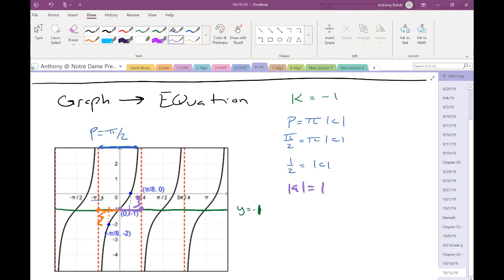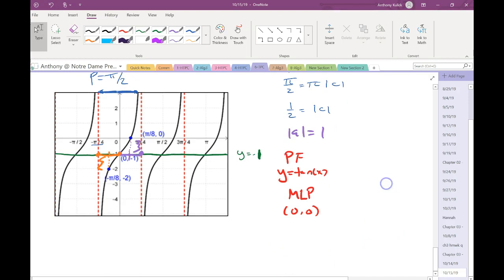So we found our value for K, we found our value for C, we found our value for the absolute value of A. We still need to determine the sign on A and the value for H. So to do that, we're going to use our parent function, which in this case is y equals tangent of x, that has a midline point at 0, 0. But just like sine, I need to also be concerned about what's going on surrounding that midline point.